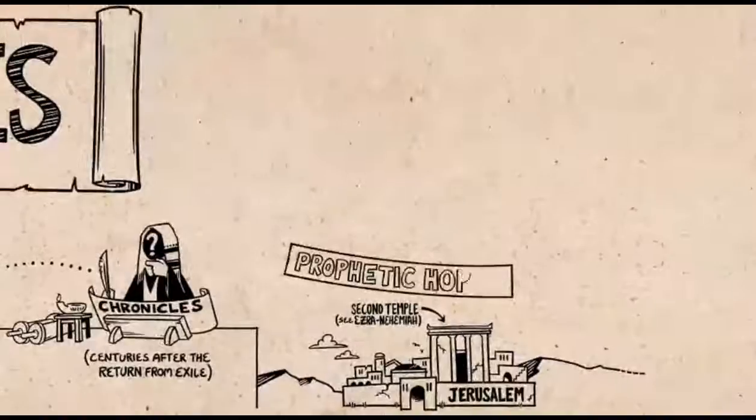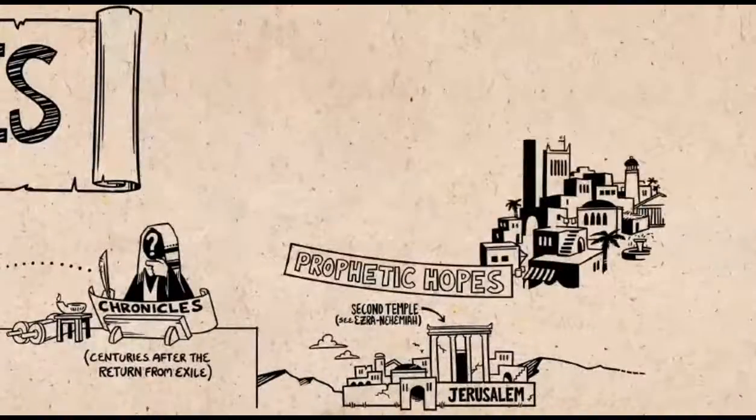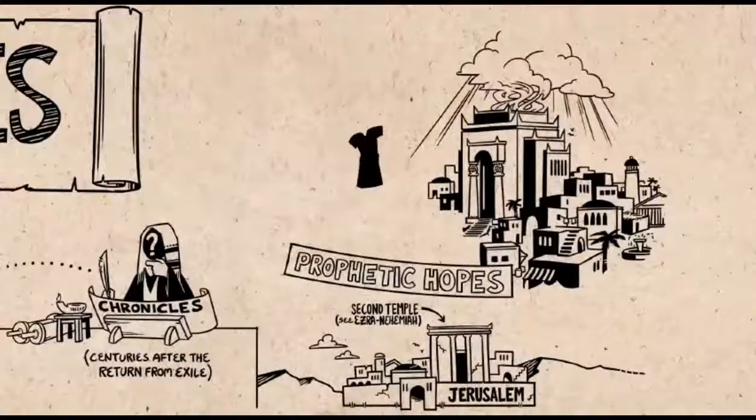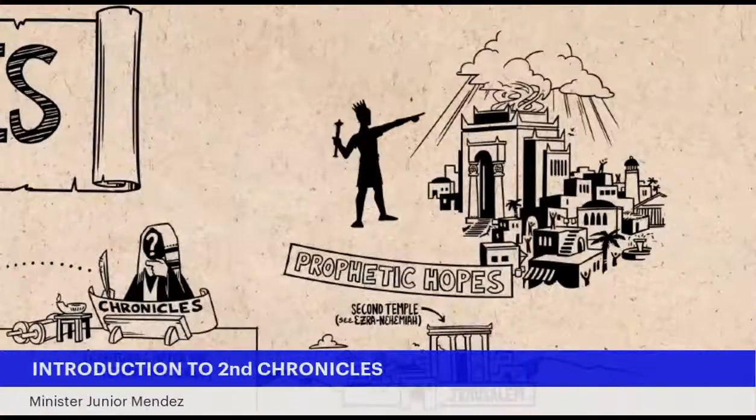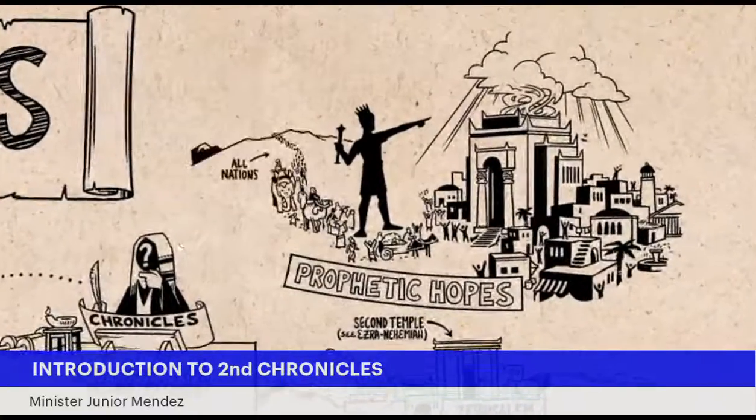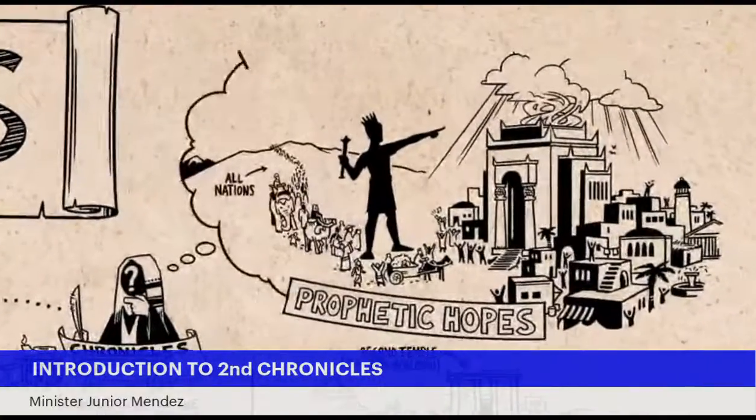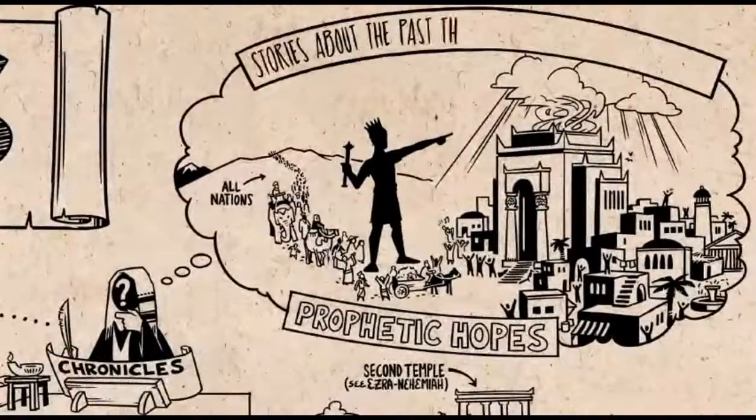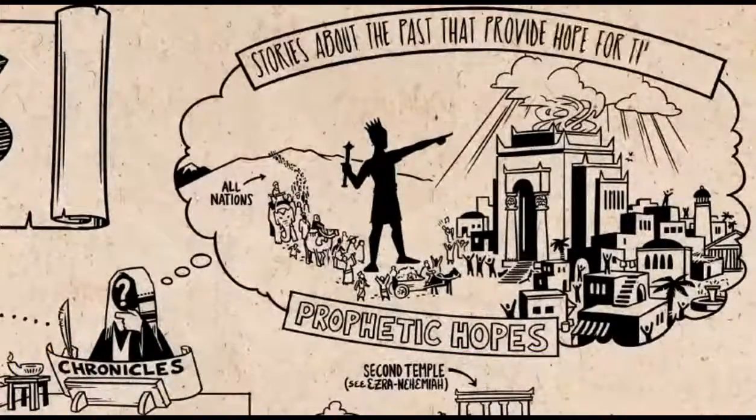The great prophetic hope was that the city and the temple would be rebuilt, that God would come to live among his people, the Messianic king would come, and all the nations would come live under his peaceful rule, and none of that has happened. And so the author of Chronicles has reshaped these stories of David and Solomon and the kings of the past in order to provide a message of hope for the future.